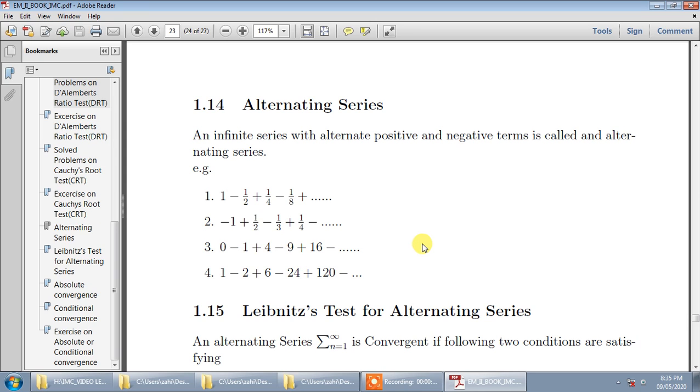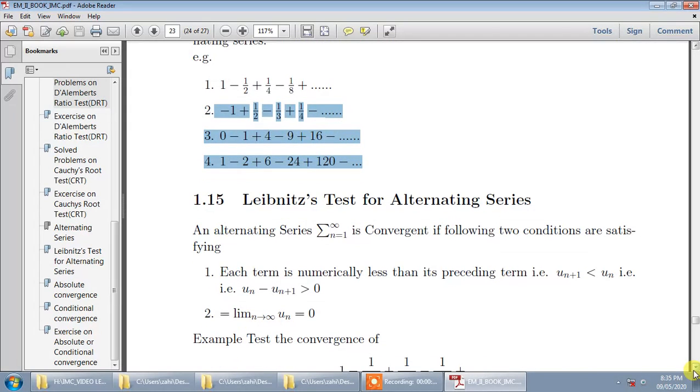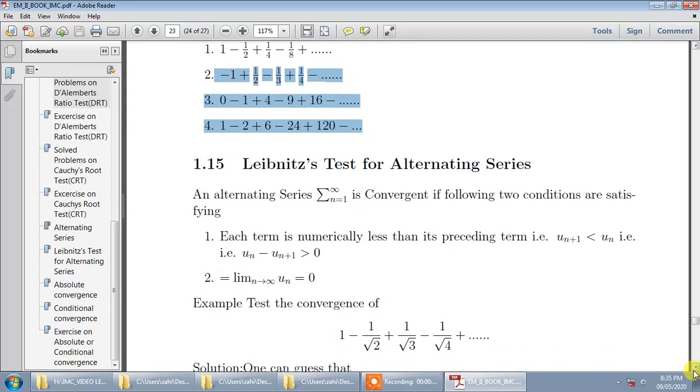Now let us have one definition that is called alternating series. A series is said to be an alternating series if the terms of that series are alternately positive and negative. So you can say plus, minus, plus, minus. All these are examples of alternating series. After that, let us see the Leibniz test for alternating series.